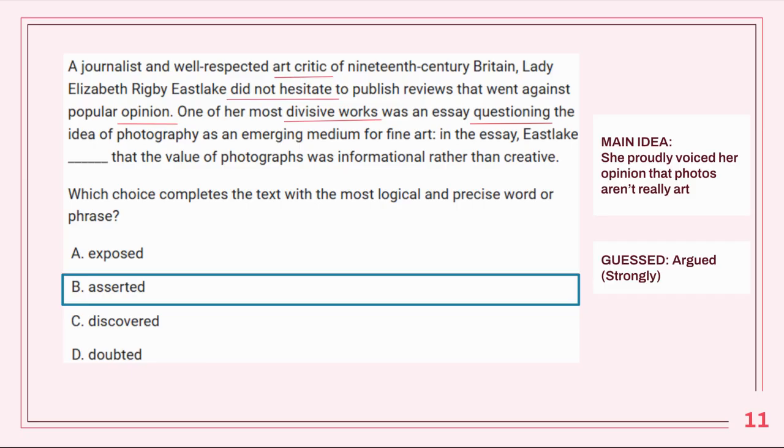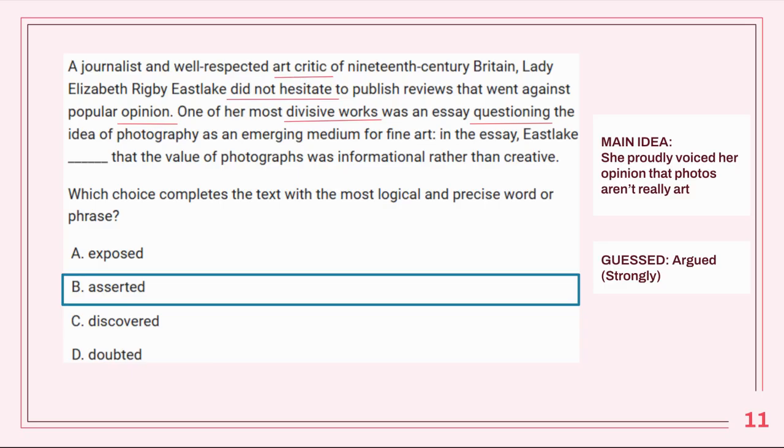She's strongly saying that the value of photographs is informational, not discovering, as if she was digging and then she found this fact, like, oh my god, I didn't know that. This is just her opinion. So exposed and discovered may work if you're not thinking about it carefully, but this is an opinion. You can't discover your own opinion about something. That means you're discovering a fact. You can't expose your own opinion on something because that's not what she's trying to do. She's just trying to say her opinion. So exposed and discovered aren't the right words to use in this context.